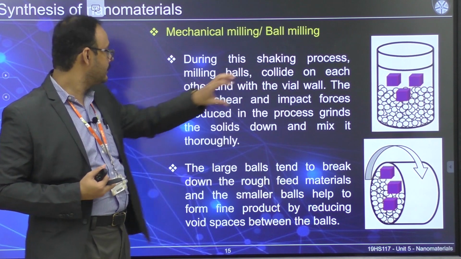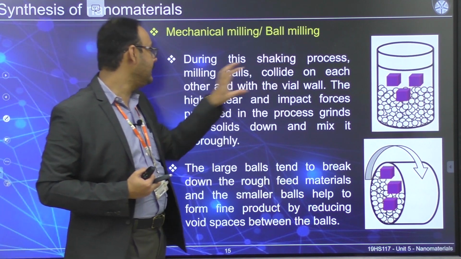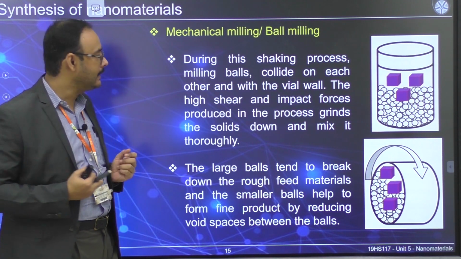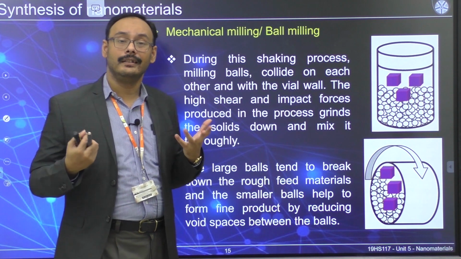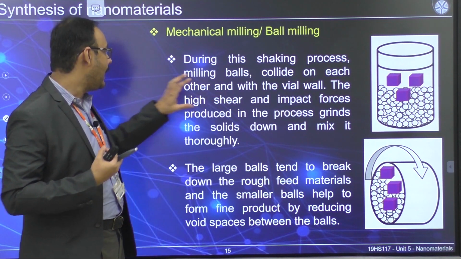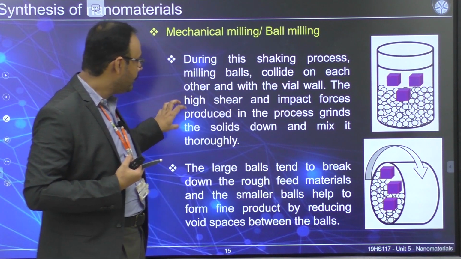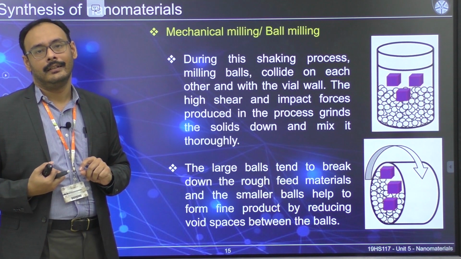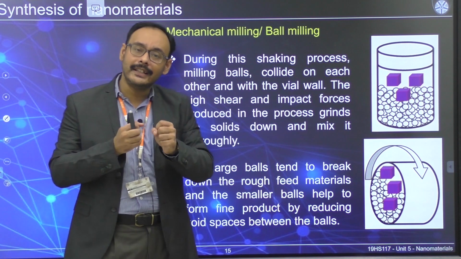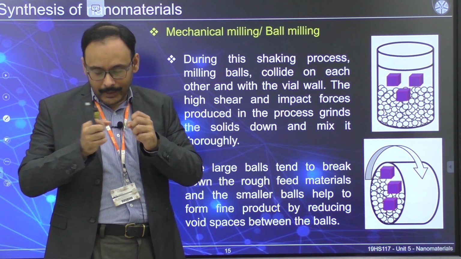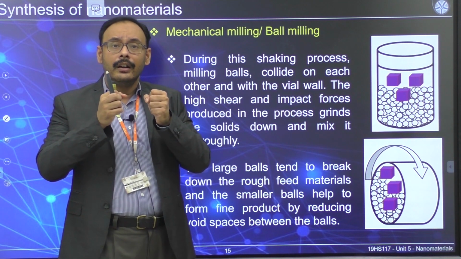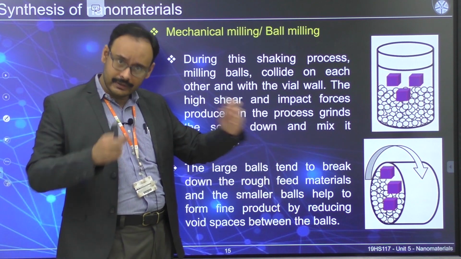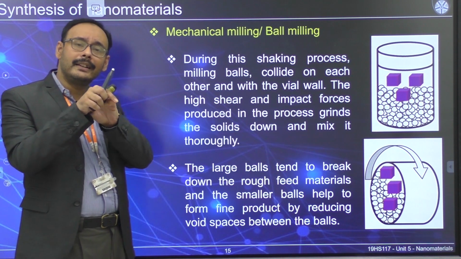Okay, so this is what happens during the shaking process. Milling balls collide with each other, and with the vial wall. So that's pretty much understandable. I'm not saying anything very different here. The high shear and impact forces produced in the process grind the solid down and mix it thoroughly. So once it starts colliding, the bulk material is going to start breaking into smaller pieces. The large balls tend to break down the rough feed, which is the big ones.